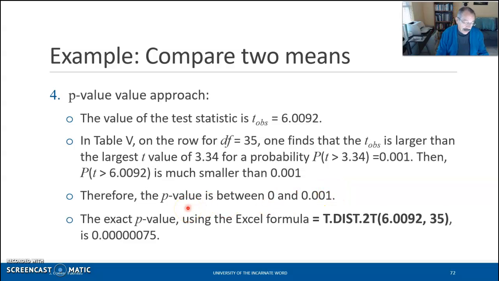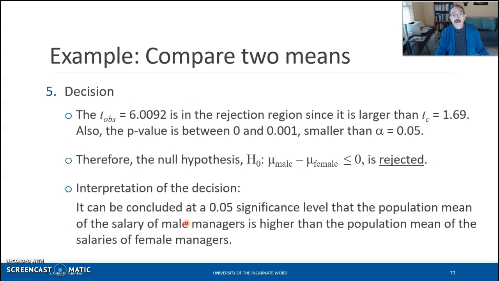If you like to calculate the exact p-value using the t-distribution, then you see that the p-value, rather, is 0.000075. Very, very small. All right. And with that information, then we can go on and make a decision about the null hypothesis.